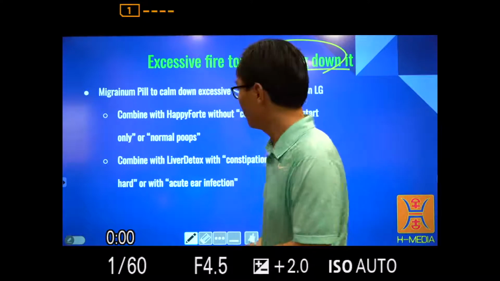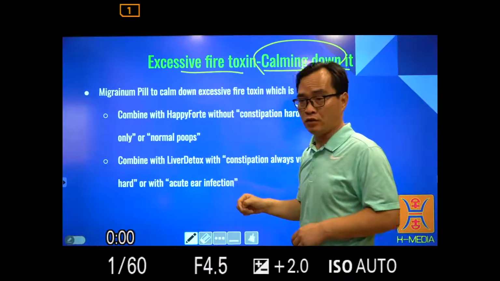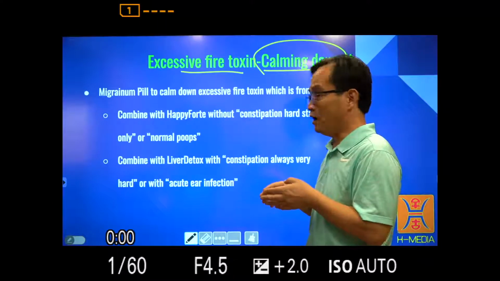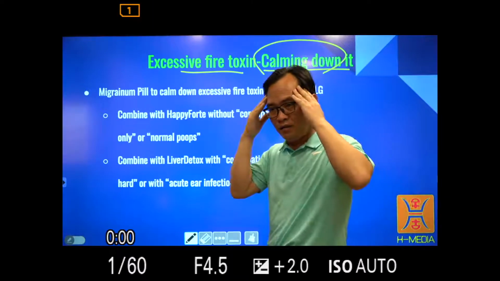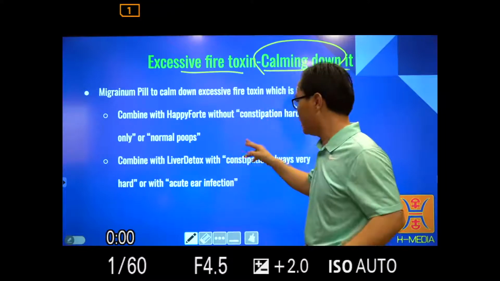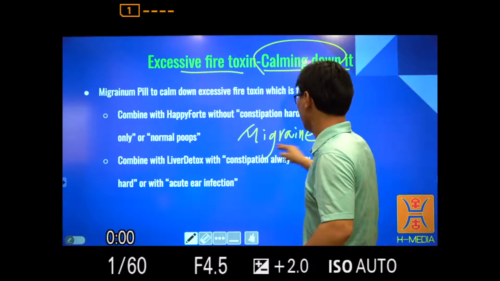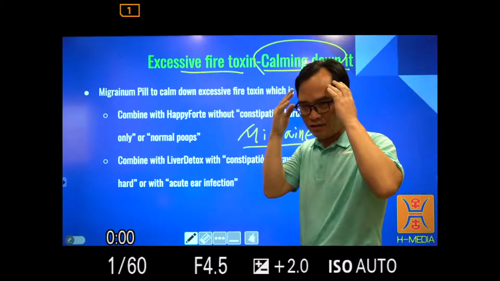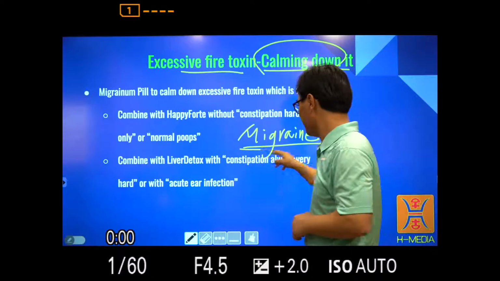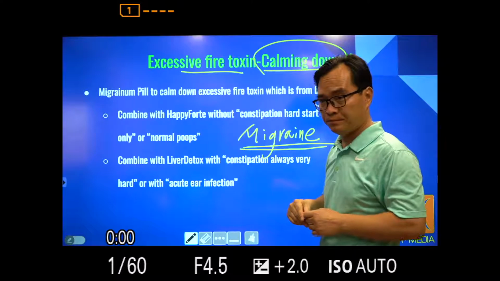And if the fire toxin is very excessive, it can make the internal wind, it can make the serious constipation, and also it can make headache, especially what we call migraine. It also can make sinus headache, very, very strong. And this kind of migraine is also from the excessive fire toxin.